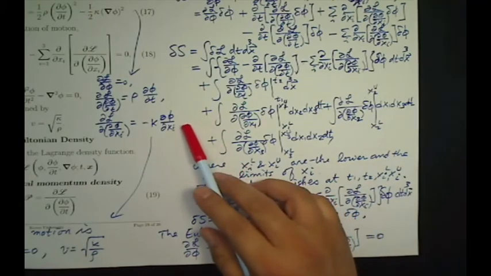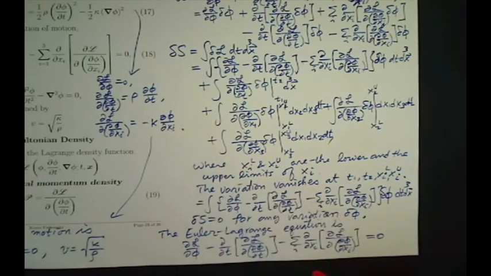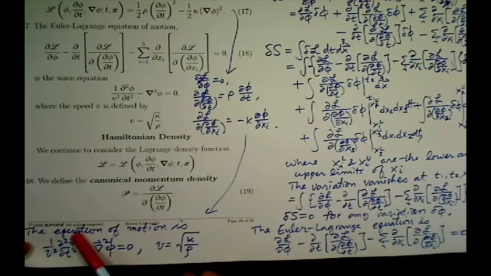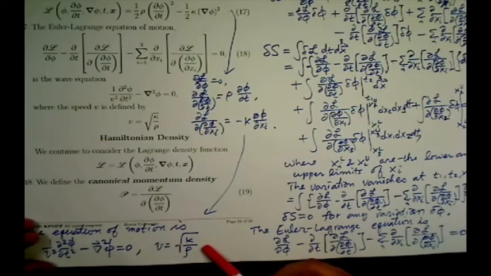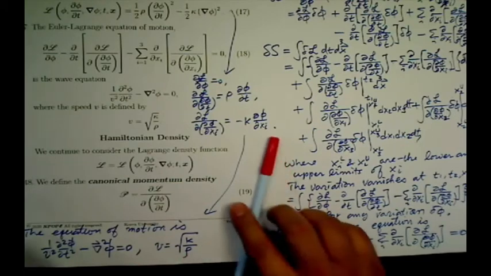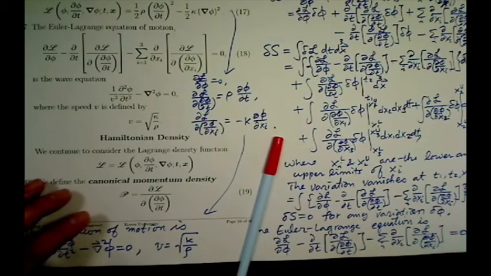The gradient is to be applied to the divergence, then it's a Laplacian. Therefore, the final result is 1 over v squared, the second order time derivative of the field, subtracted by the Laplacian of phi, equals 0, where v is the speed of the wave propagation, that is the square root of kappa over rho. And kappa is the tension per unit cross-sectional area, and rho is the mass density per unit volume.